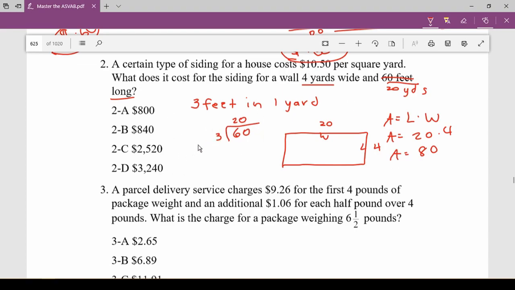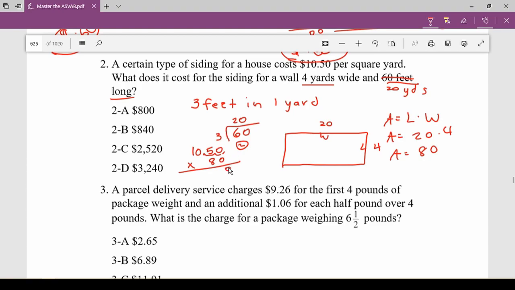Now we take this 80 and multiply it by our cost per yard, and we'll come up with our answer. So this is going to be 1050 times 80. And again, since we're multiplying a decimal, I'm going to move this 2 decimal places. So it becomes 1050, and I'll add the 2 decimal places back at the end.